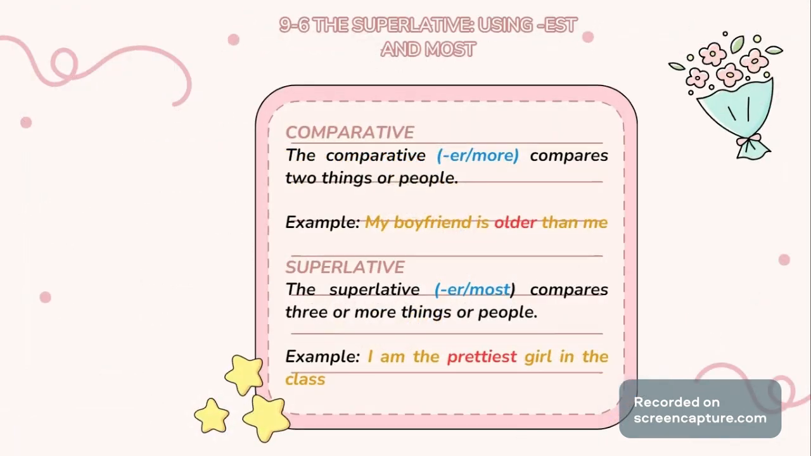Next, the superlative using est and most. The comparative uses er or more to compare two things. Example, my boyfriend is older than me. So in the sentence, it compares two things, my boyfriend and me. And for superlative, we use est or most to compare three or more things or people. So example, I am the prettiest girl in the class. In the class there are so many people.